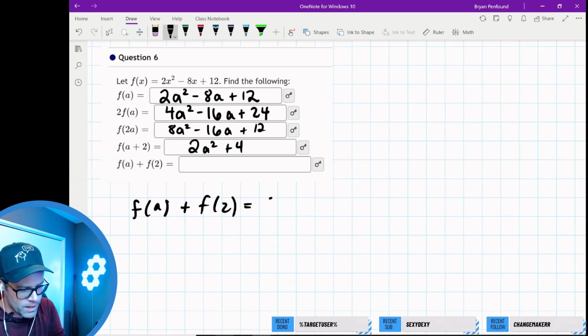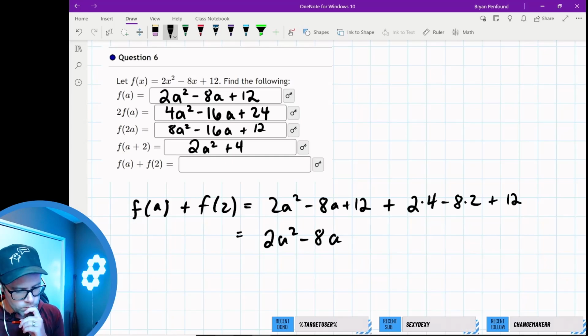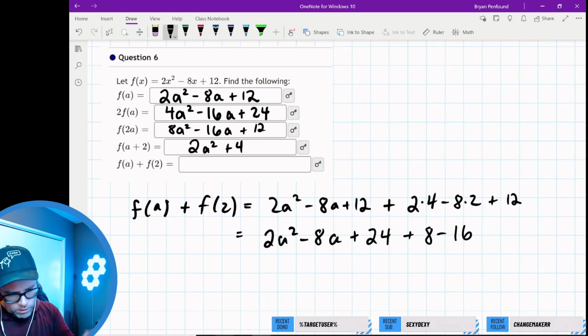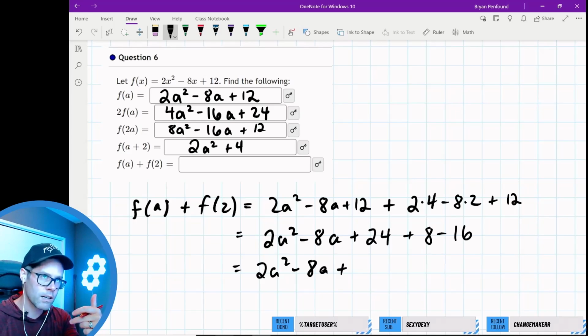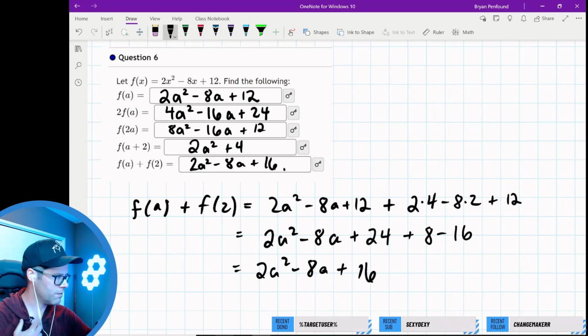We already have f evaluated at a. That's 2a squared minus 8a plus 12. So now all we need to do is add f at 2 to that. So we're going to add f at 2, which is 2 times 2 squared minus 8 times 2 plus 12. So we'll get 2a squared minus 8a. And then I'm going to get 12 plus 12 plus 8 minus 16. So 24 and 8 is 32. So 32 take away 16. I believe that's 16, right? And there we go. I think that's going to clear up question 6 for us.